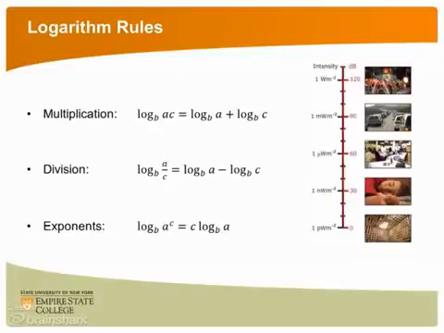The second rule involves division. The log of a quotient is the same as the log of the dividend, the number you're dividing into, minus the log of the divisor, the number you are dividing by. The logarithm of a quantity raised to a power equals the power times the logarithm of the quantity.